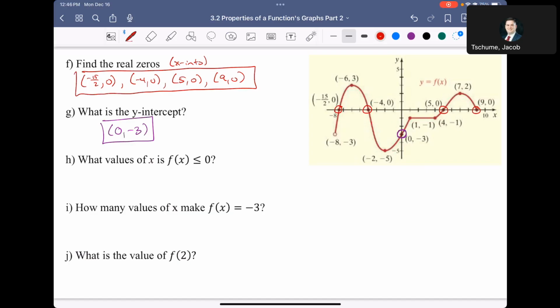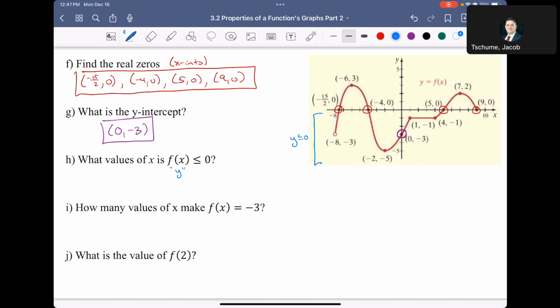On part H, it says what values of x is f of x less than or equal to 0? Now remember from our discussions here, f of x is the same thing as y. So when it's asking you where is your y values less than 0, that means you are looking below the x-axis. So anytime that your y value is below the x-axis, we call that a negative number.